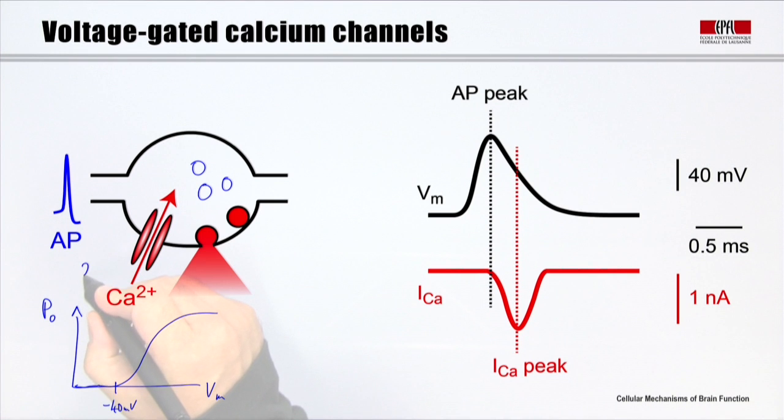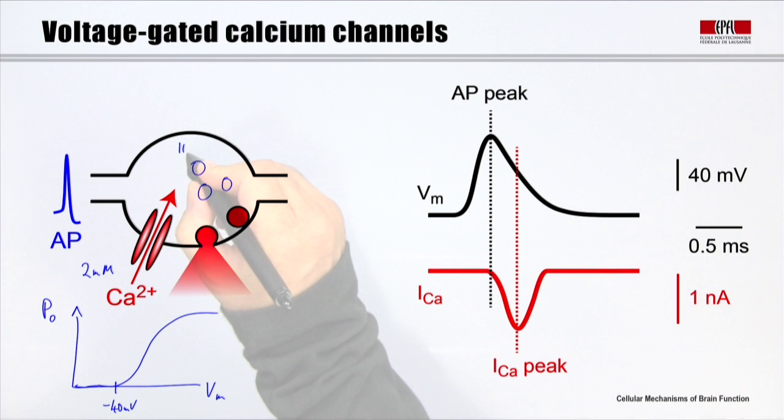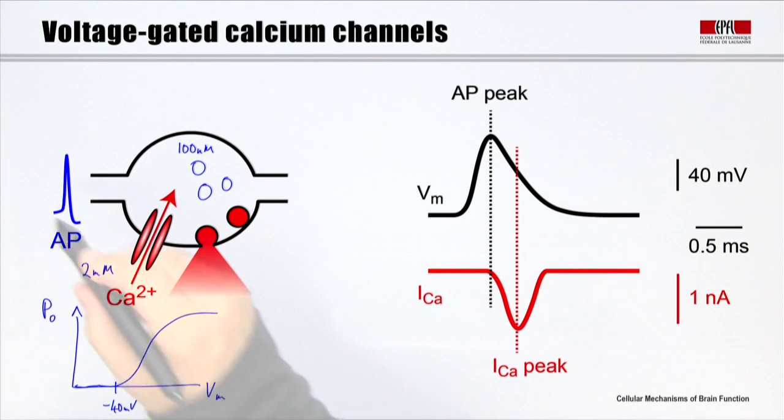Remember, there's about 2 millimolar of calcium in the extracellular space, and at resting conditions, there's about 100 nanomolar of free calcium ions present inside the cytosol. So there's a strong gradient for calcium to enter when the open probability of the calcium channel increases at depolarized potentials. So let's see what happens when an action potential invades this presynaptic specialization.